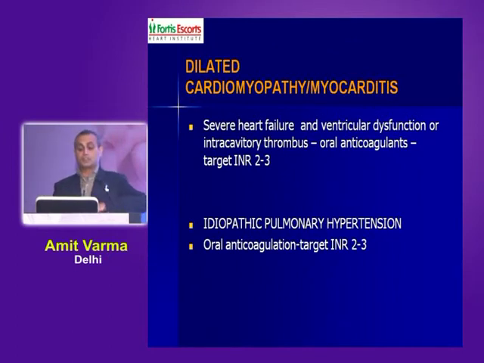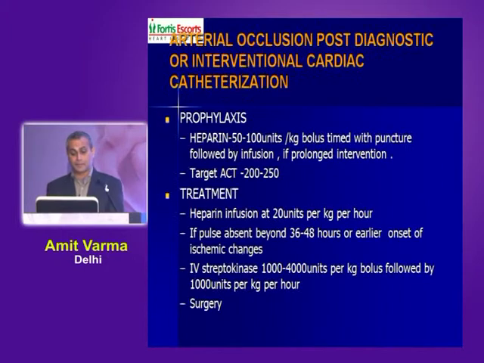If I'm dealing with patients who have dilated cardiomyopathies or myocarditis, especially the ones with severe heart failure, we put them on oral anticoagulants. We keep a target INR of 2 to 3. And we spoke about idiopathic pulmonary hypertension yesterday, so I won't get into those debates, but oral anticoagulation is something that we would put our patients on. Now, if I have arterial occlusions after any kind of procedure, as I mentioned, we will end up using heparin routinely. We do use IV streptokinase in our patients, and then surgery if everything else fails.